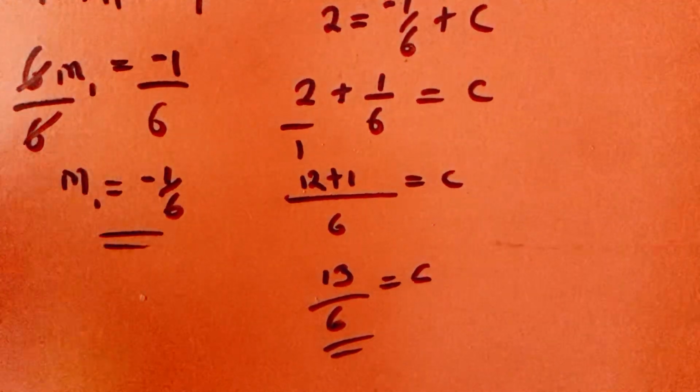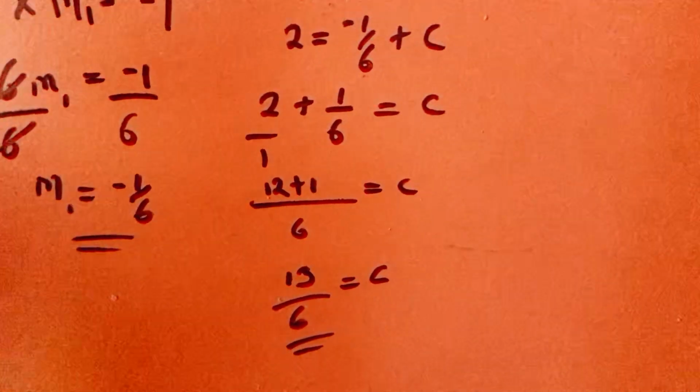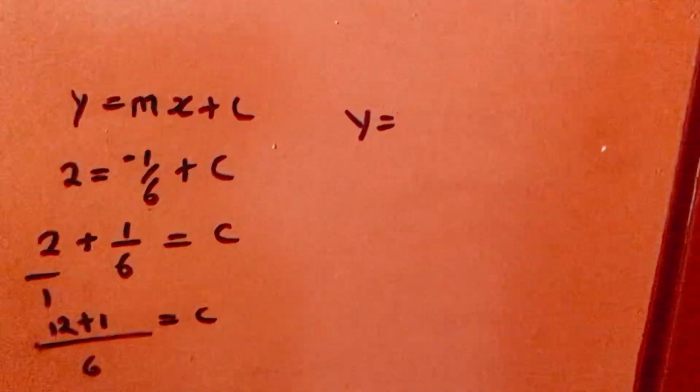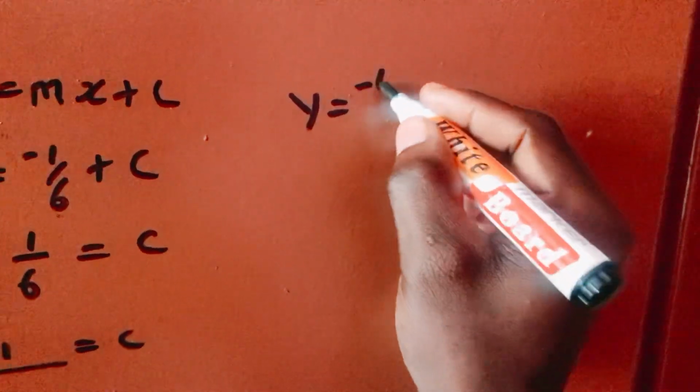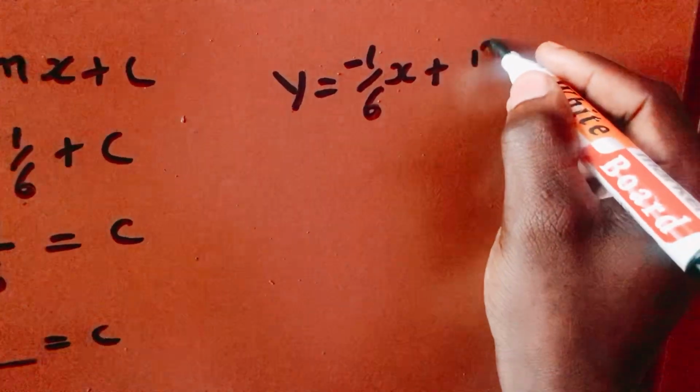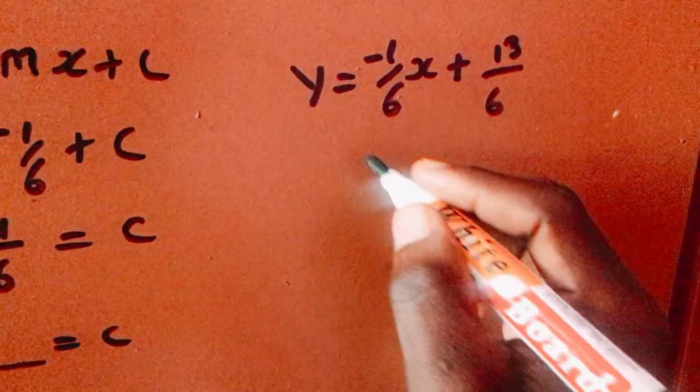I keep saying the tangent. I think tangent is fun to say. So finally, y is equal to, what is our m for the normal? -1 over 6 x plus 13 over 6.